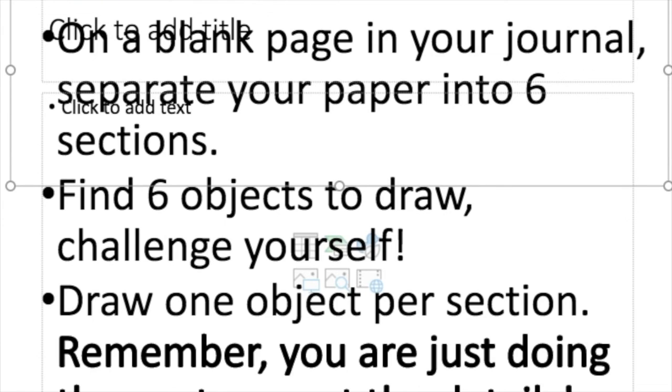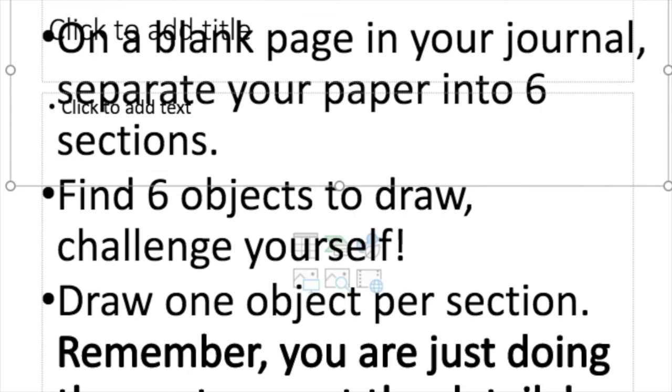So what I want you to do on a blank page in your journal is separate your paper into 6 sections. I want you to find 6 objects to draw, and I want you to challenge yourself. Don't draw a picture of something that's so simple. And if you do, at least choose some other difficult things as well so that you're really giving yourself a chance to try drawing using the contour line drawing method.